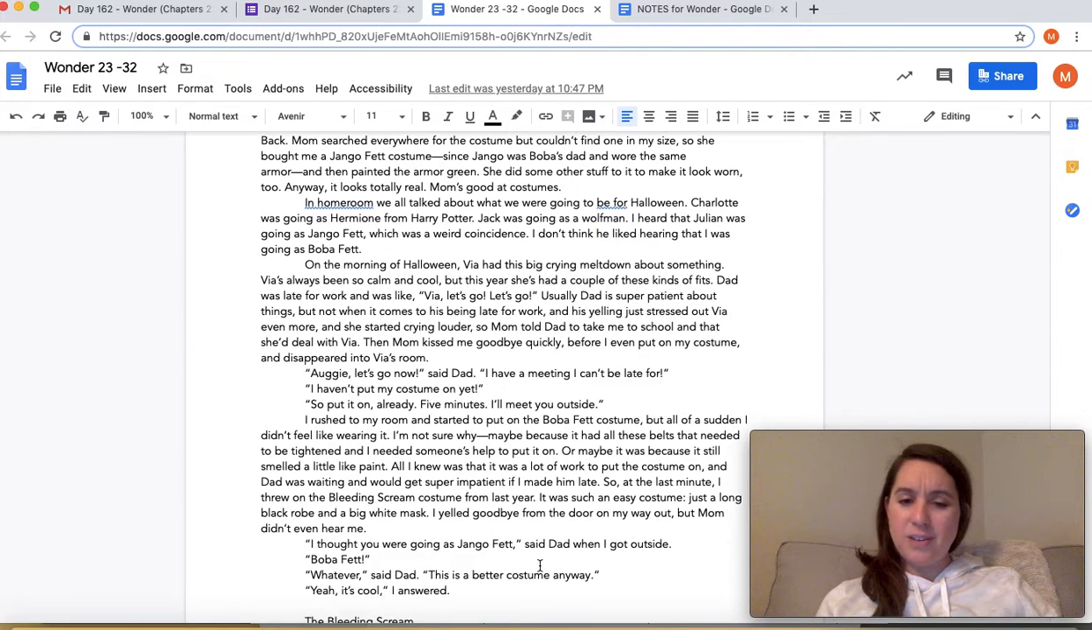Thought you were going as Jango Fett, said Dad when I got outside. Boba Fett. Whatever, said Dad. This is a better costume anyway. Yeah, it is. It's cool, I answered.